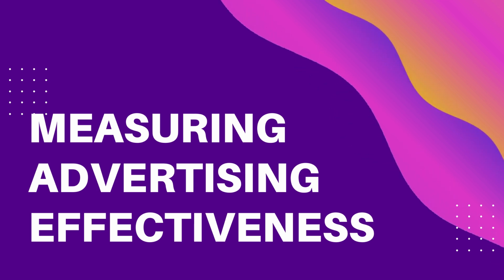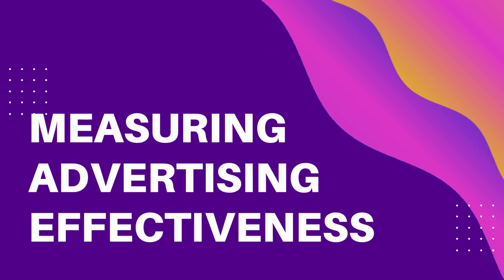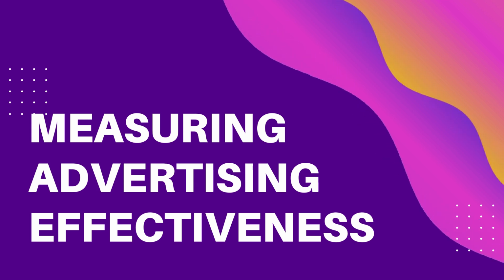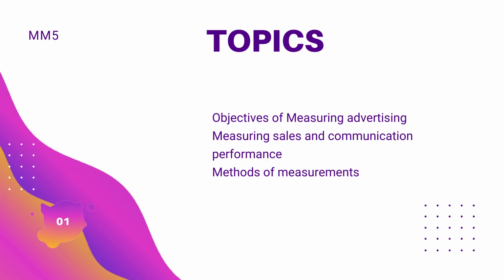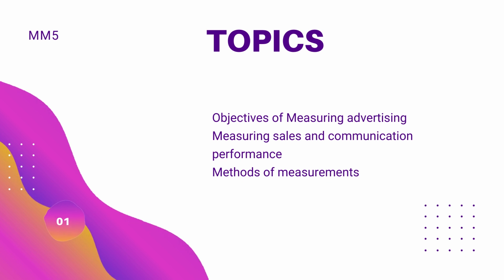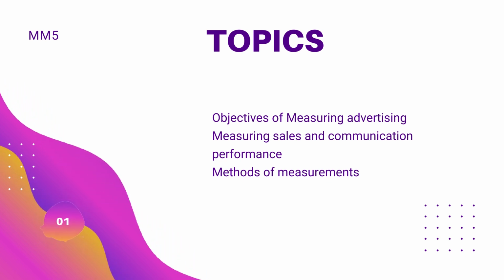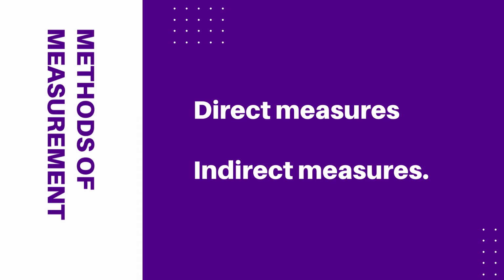This is the second part of our lesson about measuring advertising effectiveness. And this includes the topic, methods of measurement. So methods of measuring advertising effectiveness include two measures, direct and indirect measures.